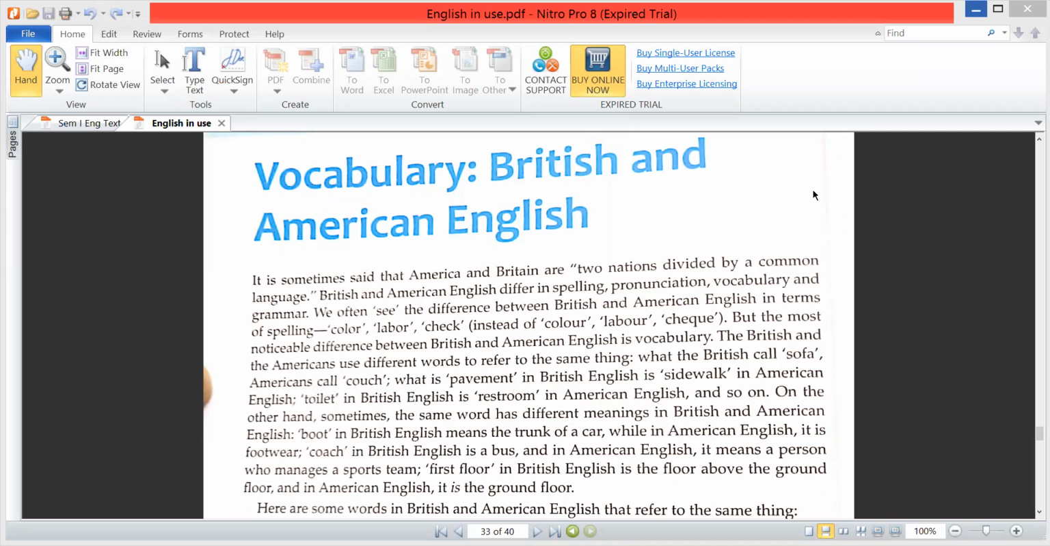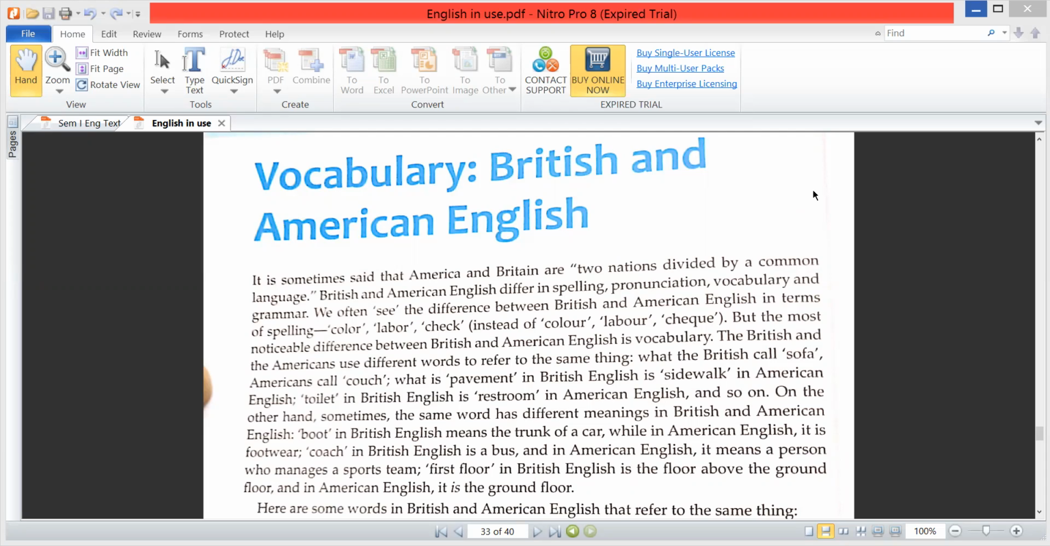So, did you ever think about why there are differences between British and American English? Maybe we'll get to know today why there is a difference between British and American English.